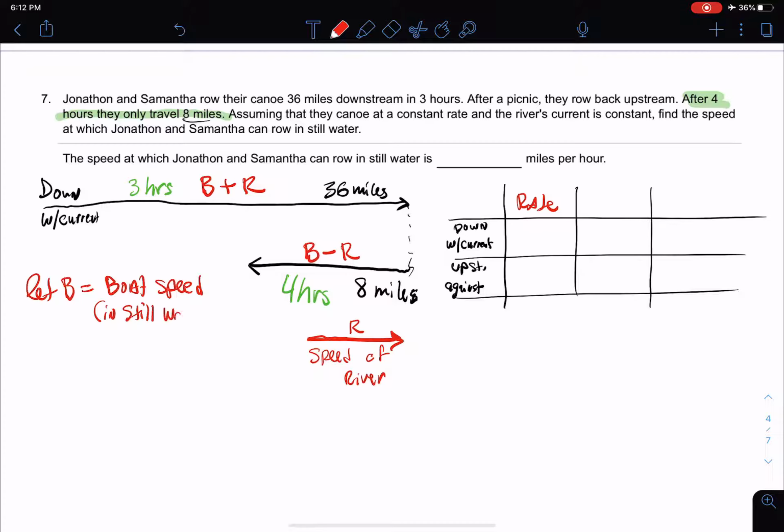That means, how fast can you row that canoe or boat without any current? I guess in a swimming pool, right? So how fast can you actually generate without any current helping or hurting you? And we're going to let R equal the river's current, or the speed of the river, also called the current, right?